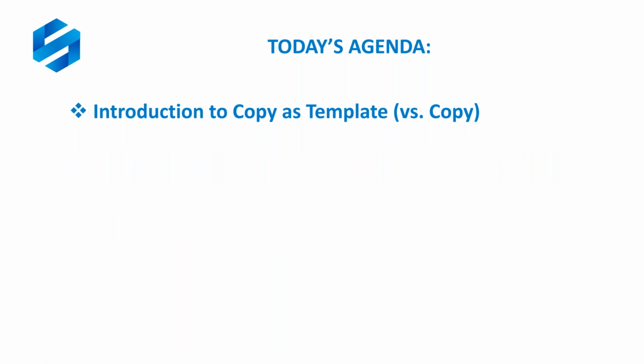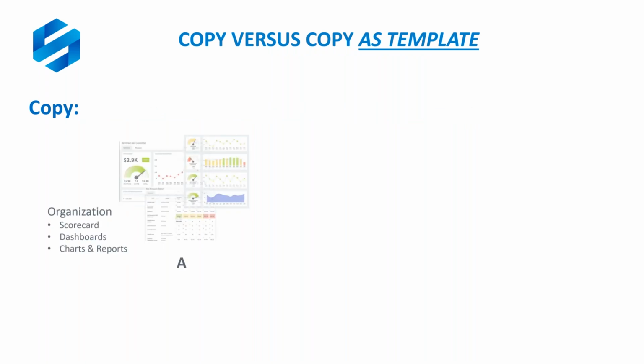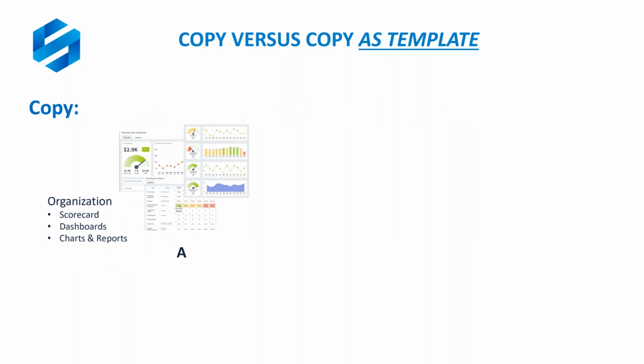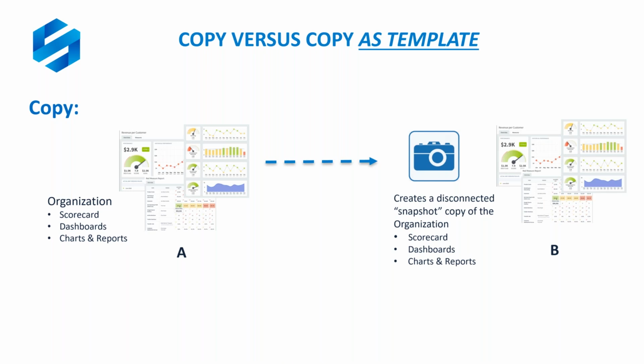So starting with our introduction to the idea of KPI as template versus copy. Let's first just address what a copy does within Scoreboard. If you copy an organization, what you're doing is focusing on a full-on organization within Scoreboard and its underlying scorecard structure, any dashboards, and any charts and reports that exist within that organization. So in this case, imagine organization A. If we make a copy of organization A, we get an exact snapshot in time copy of organization A, which you can then, of course, rename to be, for instance, organization B. Again, the scorecard structure, the dashboards, the charts and reports are all replicated.